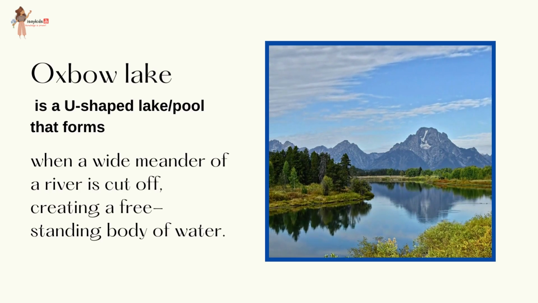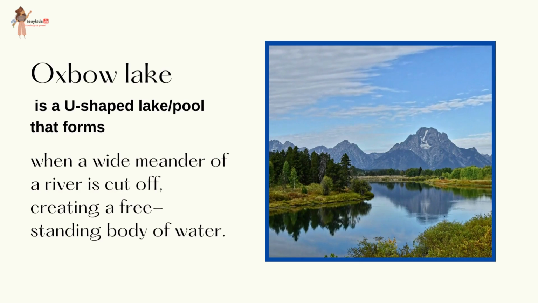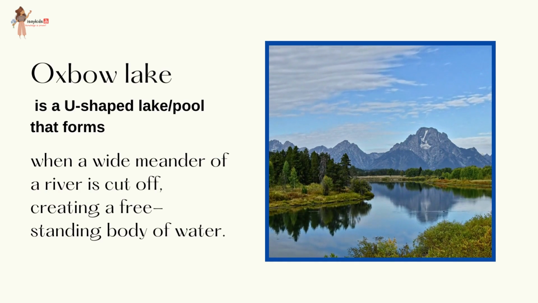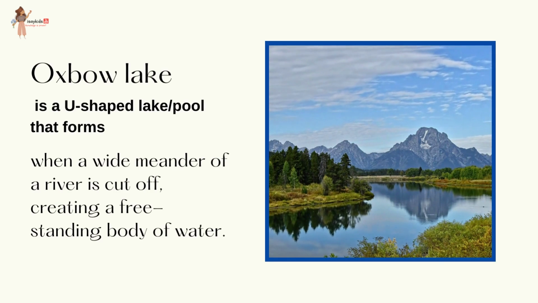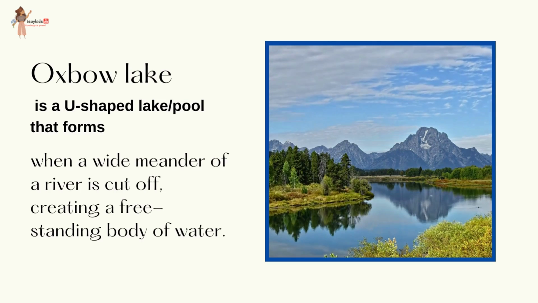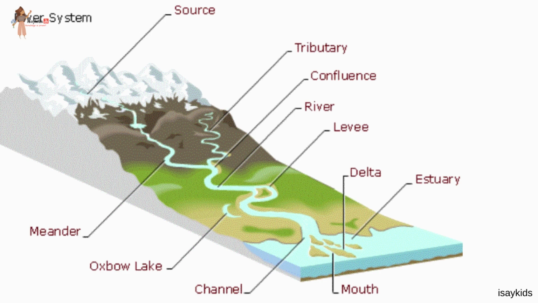An oxbow lake is a U-shaped lake or pool that forms when a wide meander of a river is cut off, creating a free-standing body of water. Here are some of the other features made by rivers.